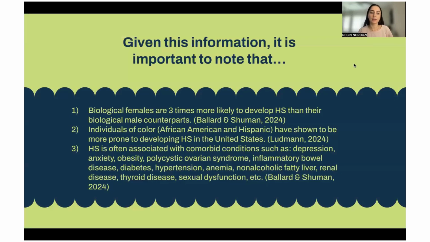Given this information, it is important for us to note that biological females are 3 times more likely to develop HS than their biological male counterparts. People of color have also shown to be more prone to HS in the United States, and HS is often associated with comorbid conditions. For example, if someone has HS, it's very likely that they also struggle with another complication, including obesity, anxiety, diabetes, anemia, PCOS, IBD, and a lot of other things.